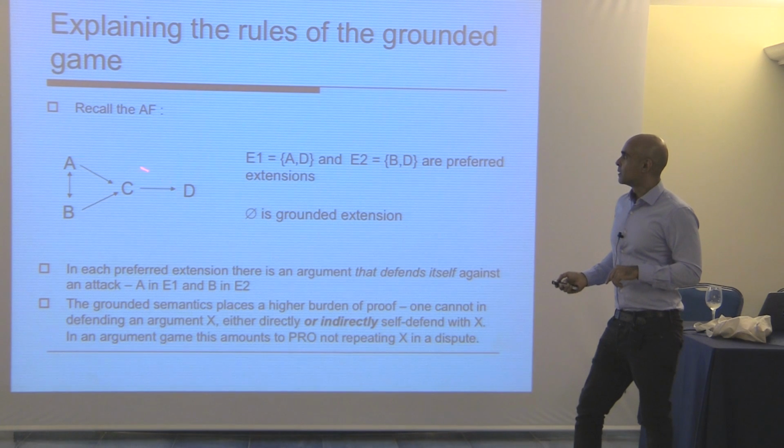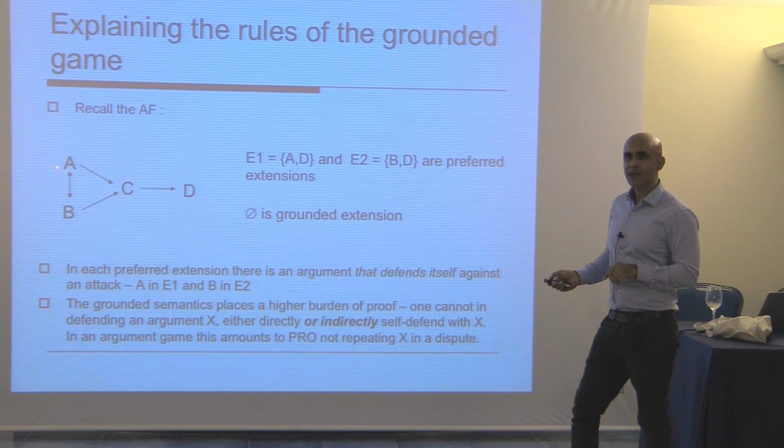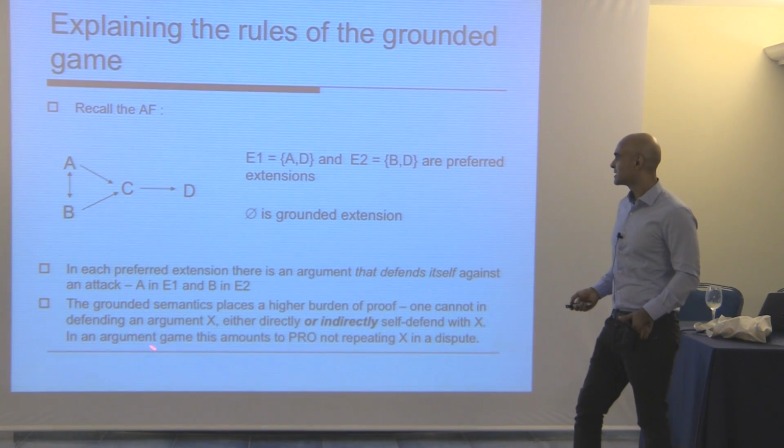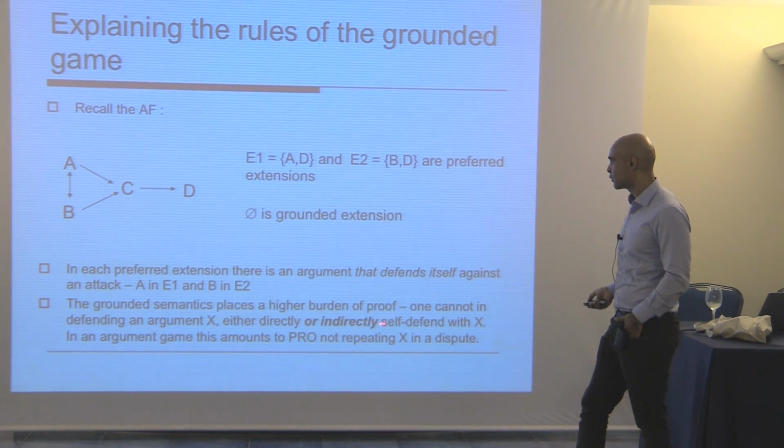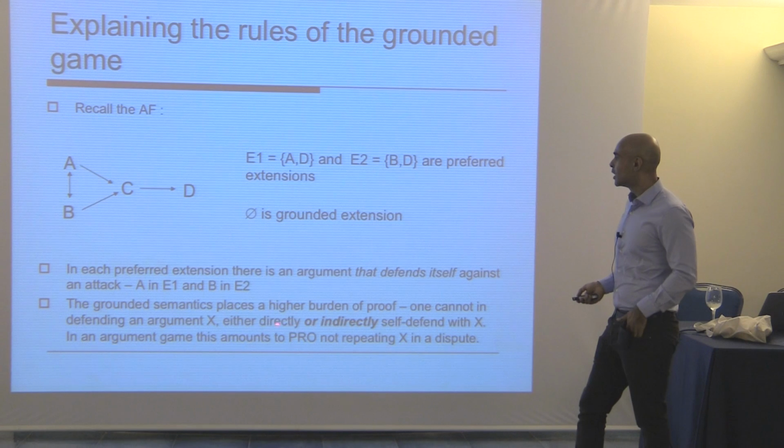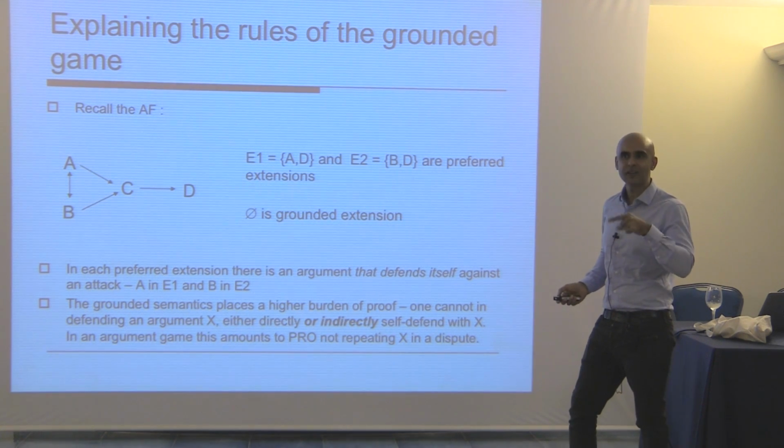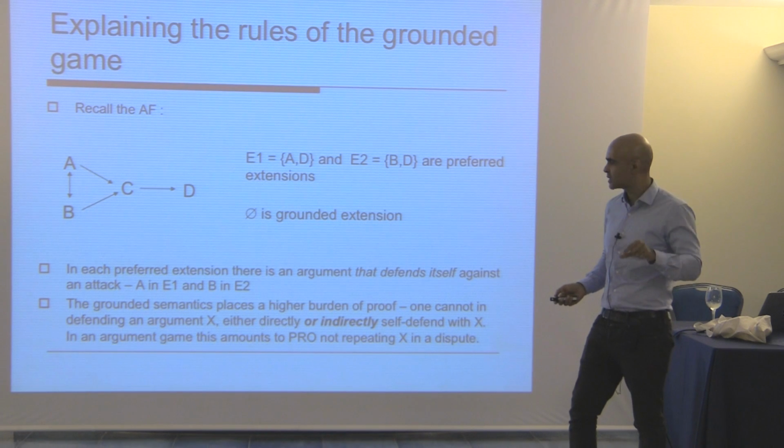So you remember this example. We had this framework. We had two preferred extensions, AD and BD. Okay? And the empty set was the grounded extension. Why? Because when pro tries to defend D, it tries to defend with an argument that must counterattack with A, but then A must defend itself against B, and vice versa. He can also try B, but then B must defend himself against A. So as I said, the grounded semantics places a higher burden of proof. In defending an argument X, one cannot use X to directly or indirectly defend itself. In other words, you can't move X in the same line of dispute.